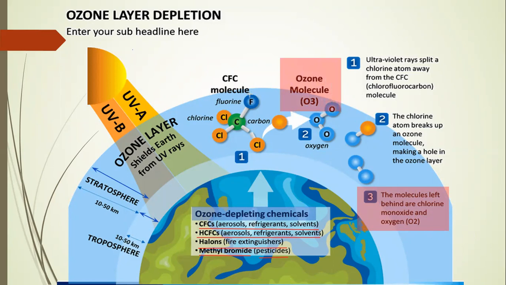These CFC, fluorine, chlorine, carbon compounds require one oxygen and release O2. So they mix with the ozone layer, take one oxygen from the ozone and release oxygen. In that process they take one oxygen, release one oxygen, and combine with the fluorine, chlorine and carbon, making chlorine monoxide. Ultraviolet rays split the chlorine atom away from the CFC, chlorofluorocarbon molecule.